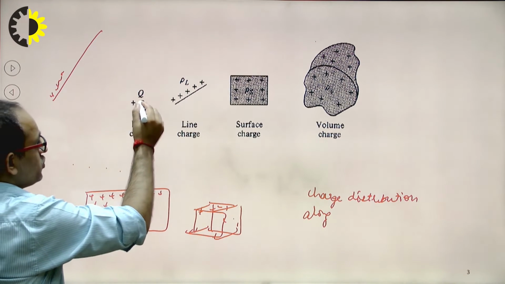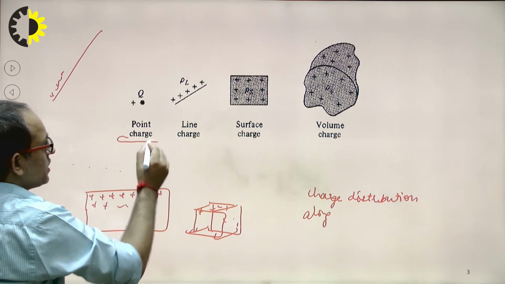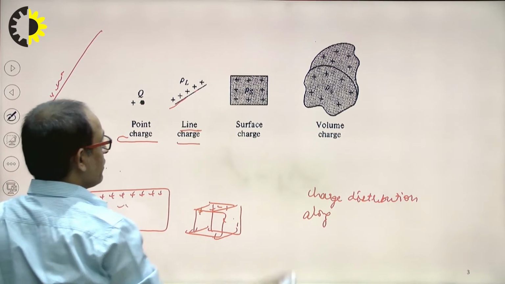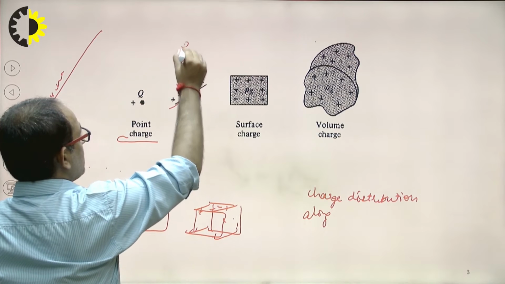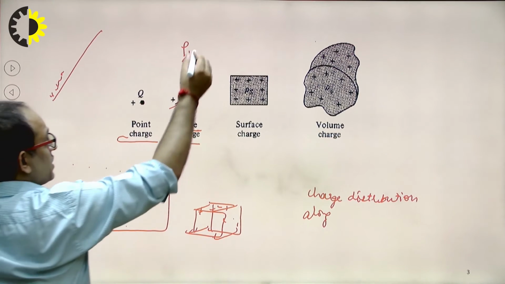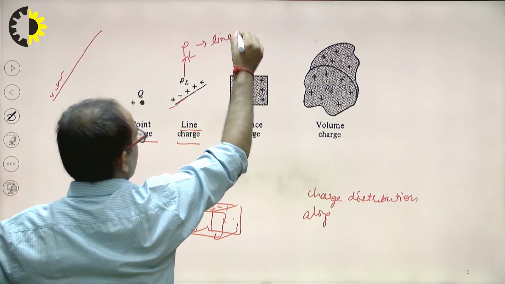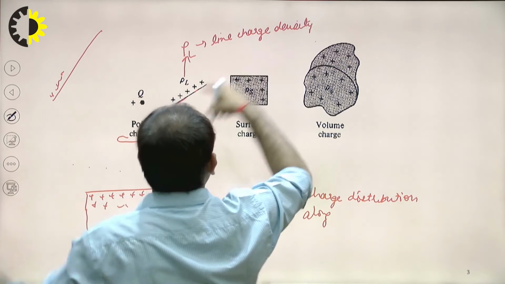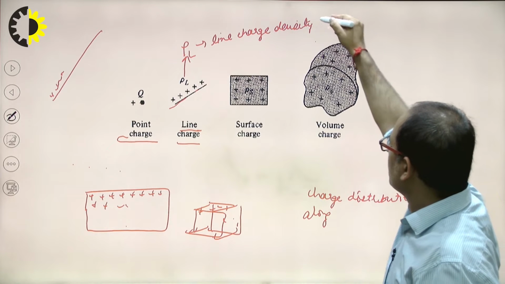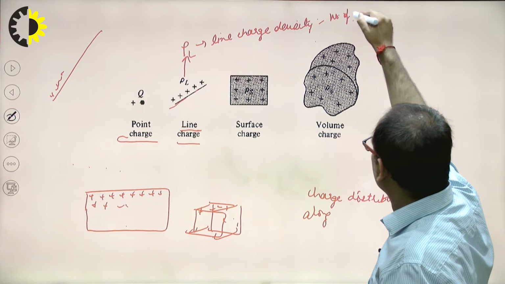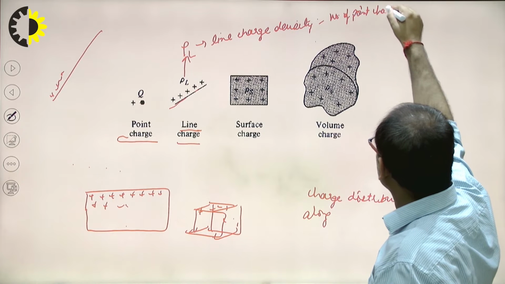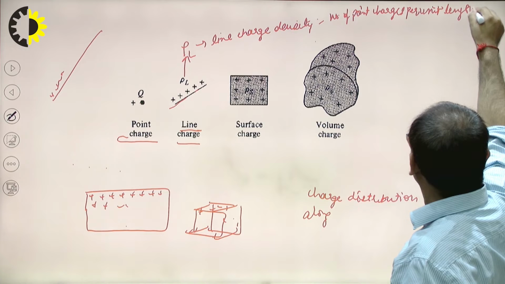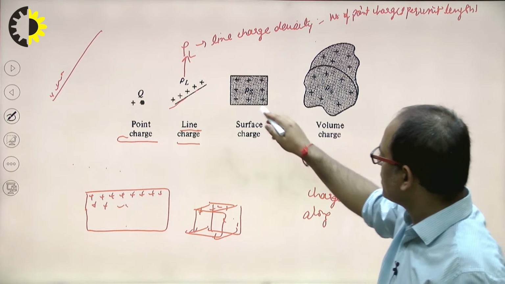So this individual charge is known as the point charge, and the number of charges present along a line is known as the line charge, where rho L is the line charge density. This line charge density means the number of point charges per unit length. Clear?